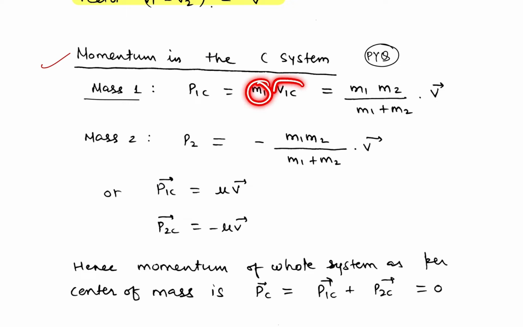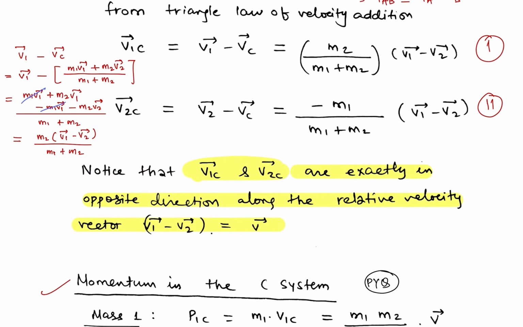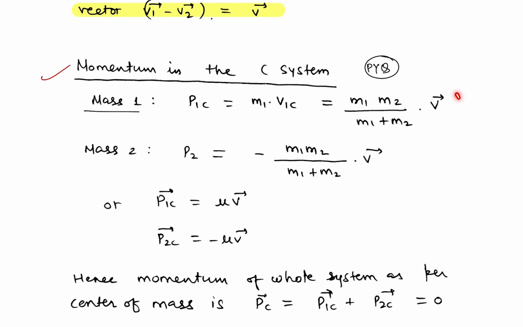So for mass 1, the momentum of particle 1 in center of mass system would be the mass multiplied by the velocity of the first particle in center of mass system. You can see that this is the velocity of the first particle in center of mass system. So we know V1c from this equation. V1c is written here, so whenever you put the value, you get m1 multiplied by m2 divided by m1 plus m2.